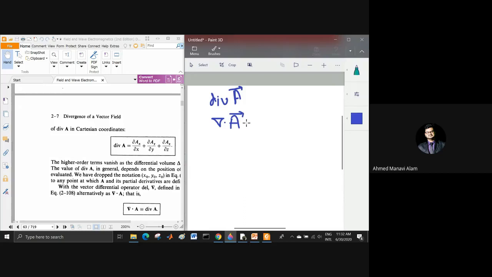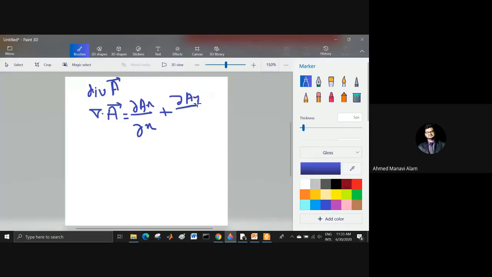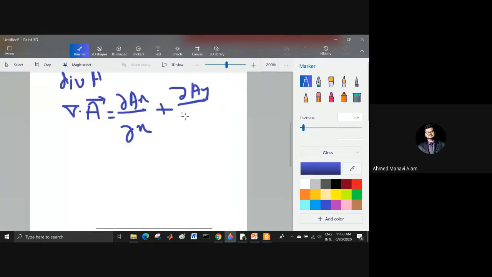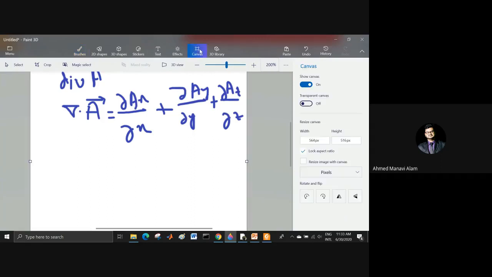Whenever we do the dot product, the resultant will be the partial derivative of Ax with respect to x, plus the partial derivative of Ay with respect to y, plus the partial derivative of Az with respect to z.